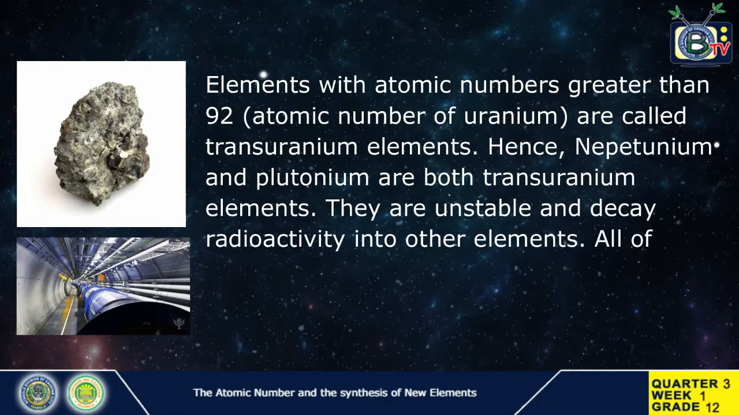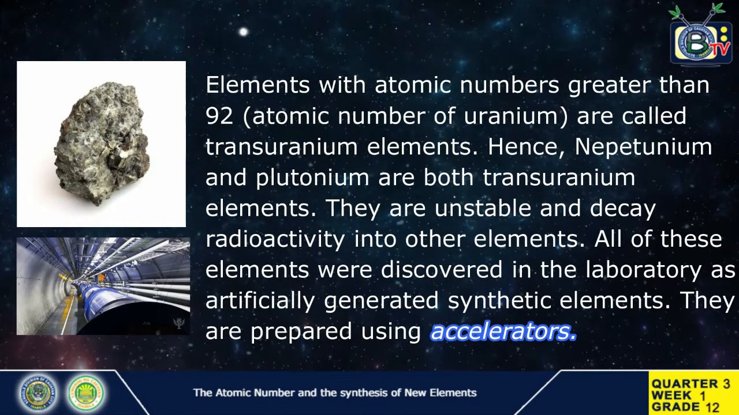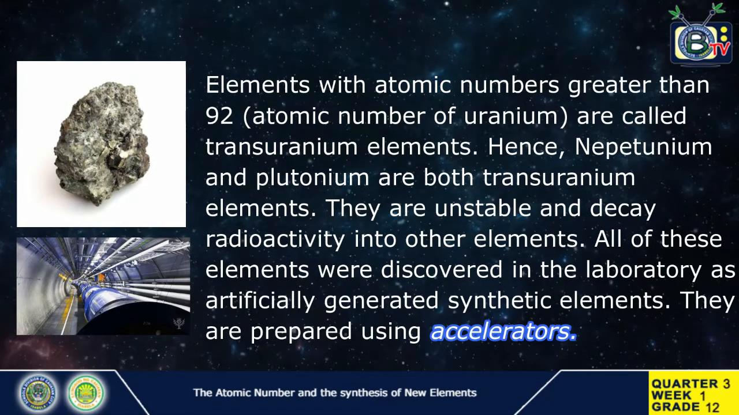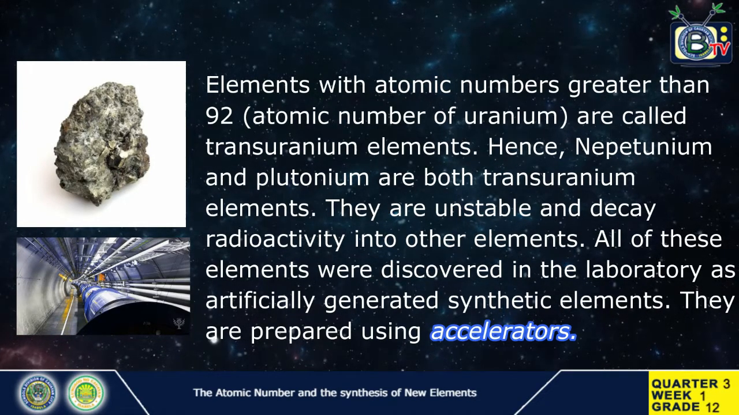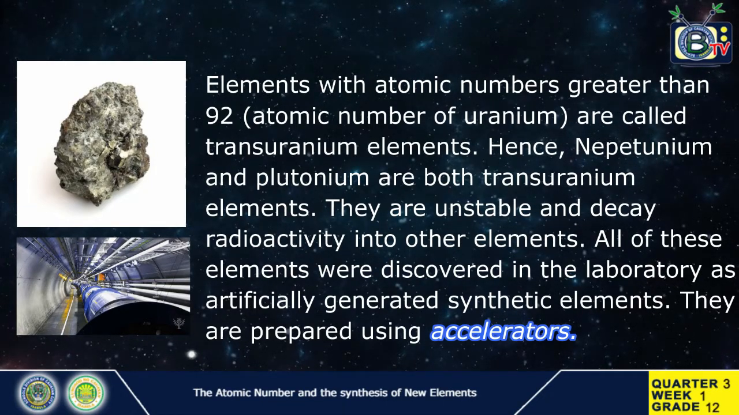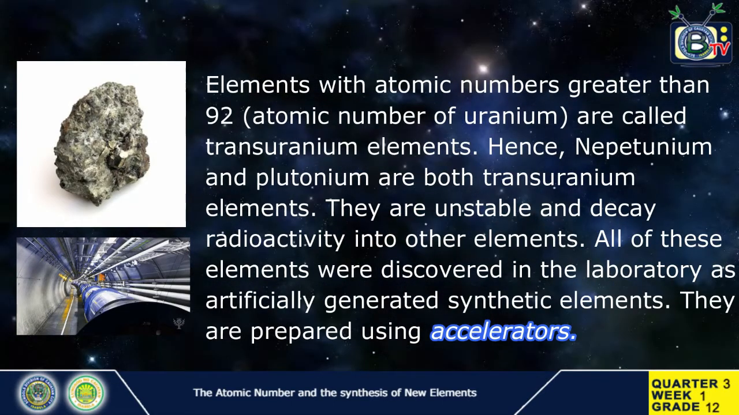Elements with atomic numbers greater than 92, the atomic number of uranium, are called transuranium elements. Neptunium and plutonium are both transuranium elements. They are unstable and decay radioactively into other elements. All of these elements were discovered in the laboratory as artificially generated synthetic elements. They are prepared using accelerators.